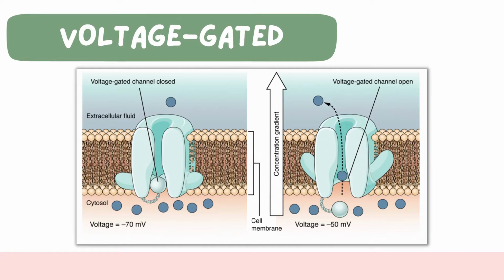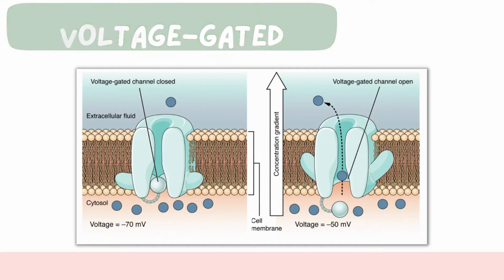The voltage-gated channels open in response to change in membrane potential. In the figure, the voltage-gated channel opens as the voltage becomes more negative. The voltage inside the membrane changes from negative 70 mV to negative 50 mV, indicating that the specific voltage for this channel to open and allow ions to cross is negative 50 mV.